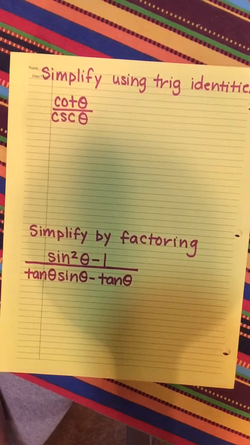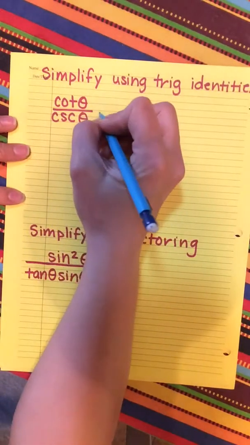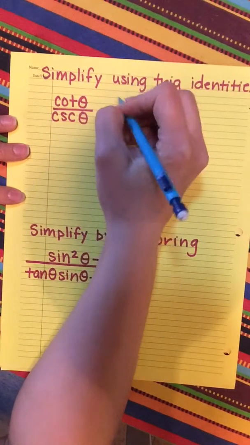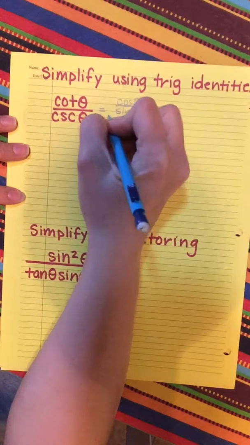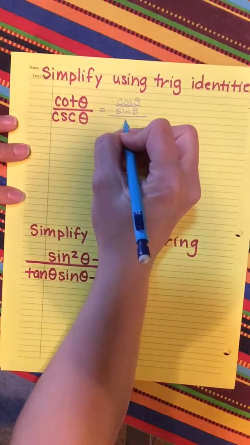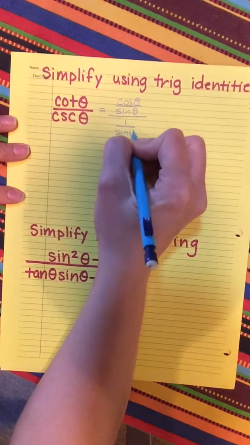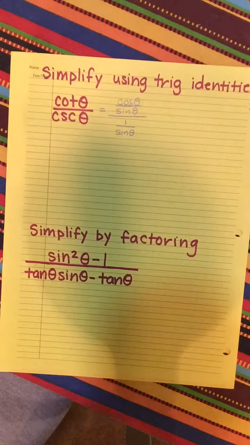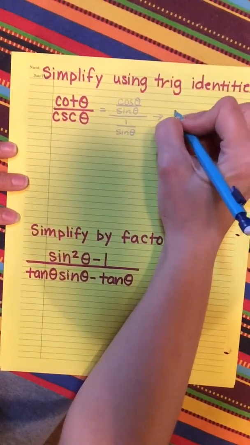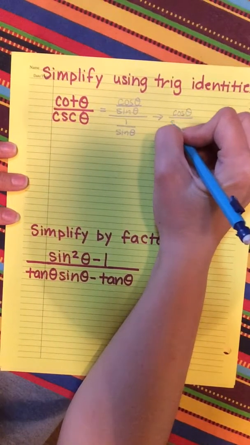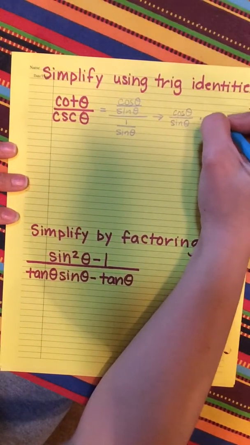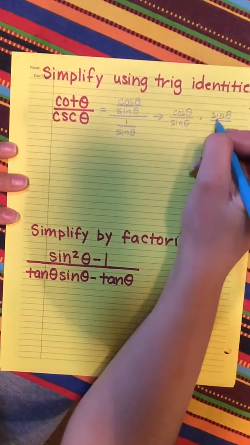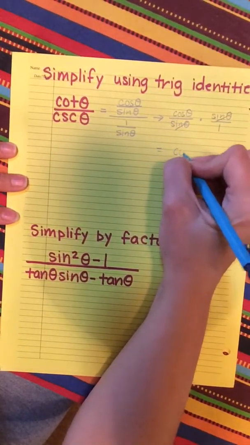Let's say you're given cotangent of theta divided by cosecant of theta, and you need to simplify it. Well, cotangent of theta can be rewritten as cosine of theta over sine of theta, and then cosecant of theta can be rewritten as 1 over sine of theta. So now we're dealing with a fraction divided by a fraction, and to take care of that, we'll leave the top one alone, so cosine of theta over sine of theta, and then we'll multiply by the reciprocal of the denominator, so this becomes sine of theta over 1. The sines cancel out, leaving us with cosine of theta.